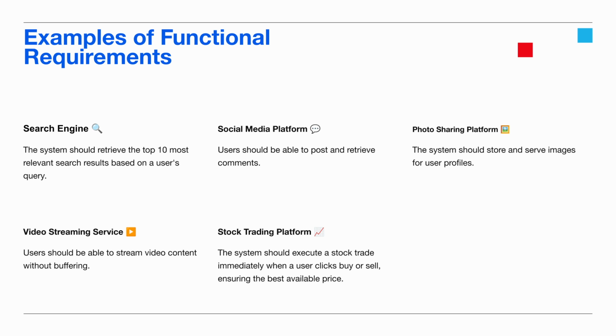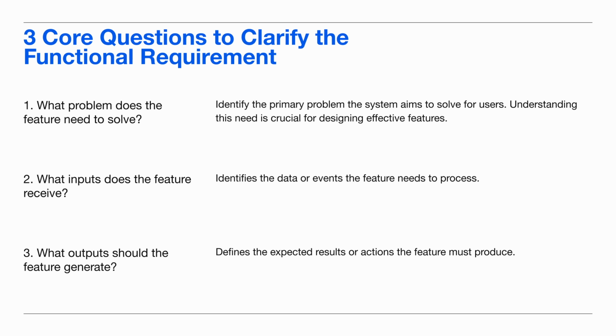The interviewer could say, design a search engine. And then the functional requirement: the system should retrieve the top 10 most relevant search results based on a user's query. Or for a photo sharing platform, the system should store and serve images for user profiles. Or for a stock trading platform, the system should execute a stock trade immediately when a user clicks buy or sell, ensuring the best available price. Each of those functional requirements represents a specific task the system must fulfill.